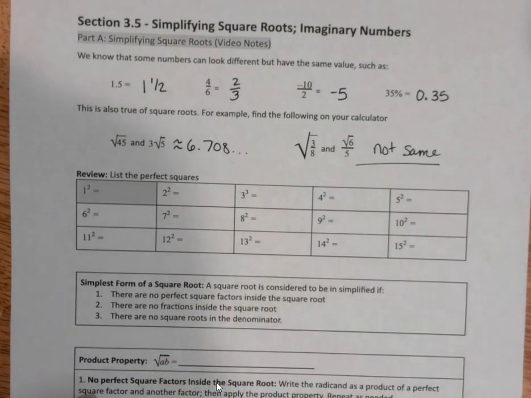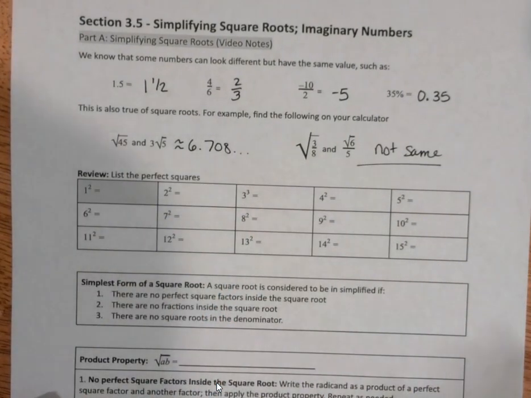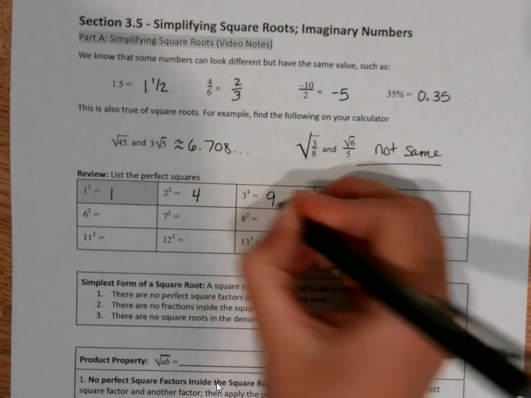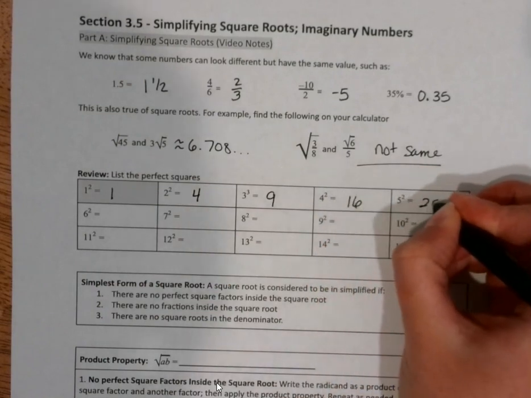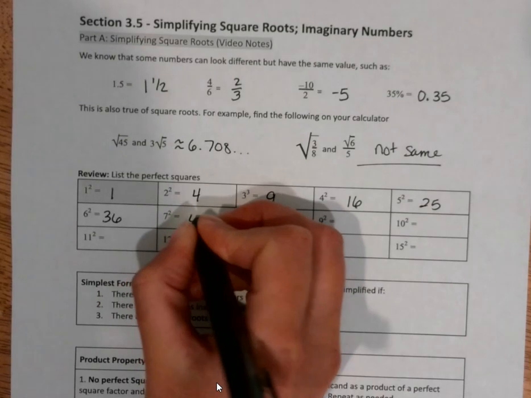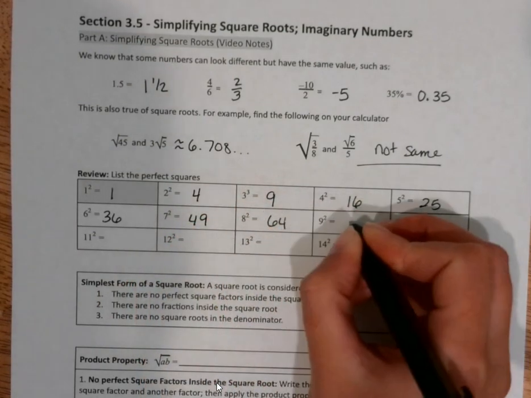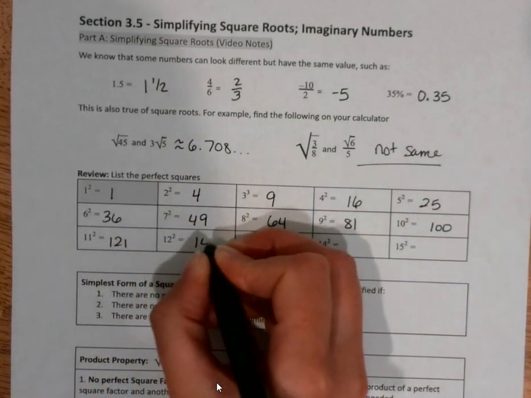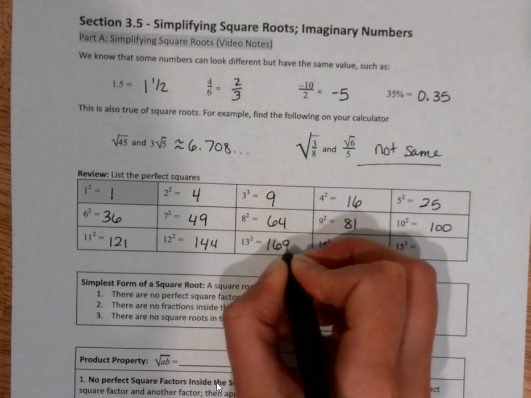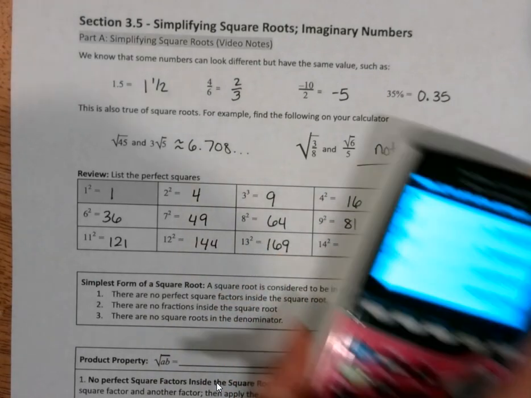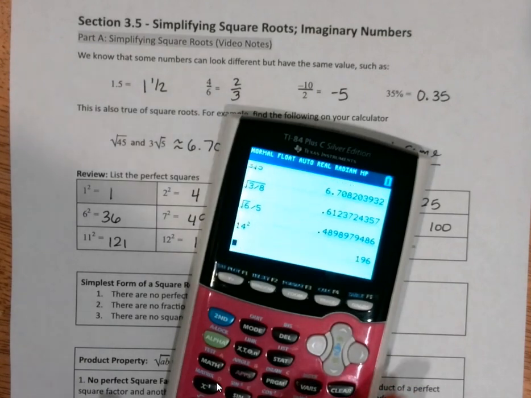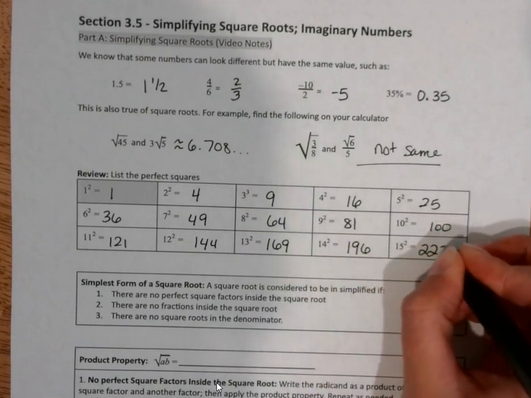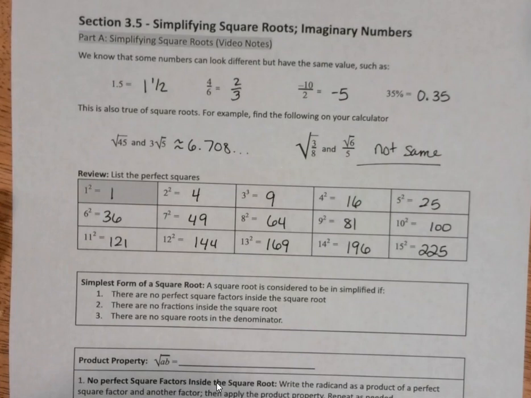First, I want to list the perfect squares. What are the perfect squares? 1 squared is 1, 2 squared is 4, 3 squared is 9, 4 squared is 16, 25, 36, 49, 64, 81, 100, 121, 144, 169, I can't remember 14 squared. If you can't remember any of these, you just square them and find out. 14 squared is 196. And then 225. So you want to be familiar with these numbers.